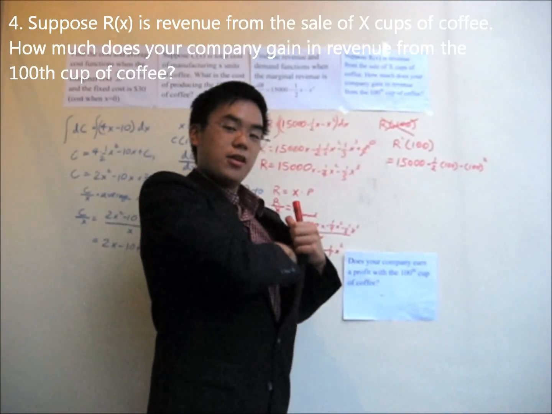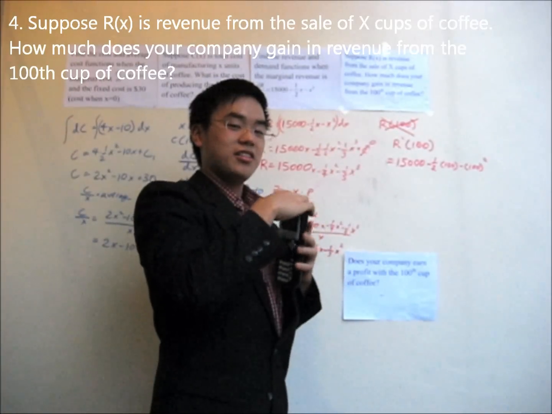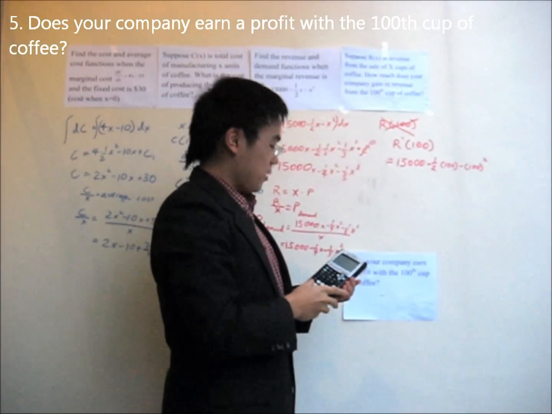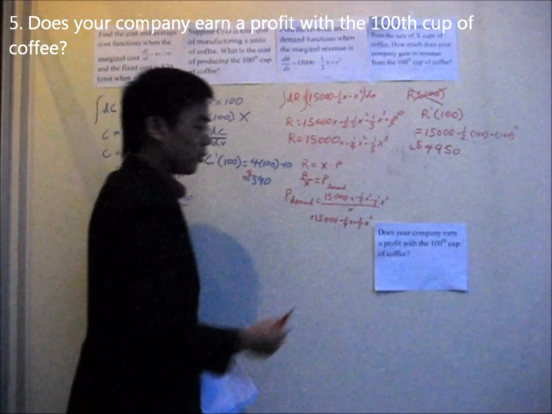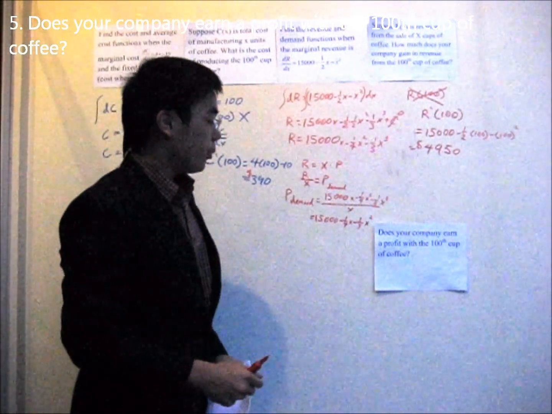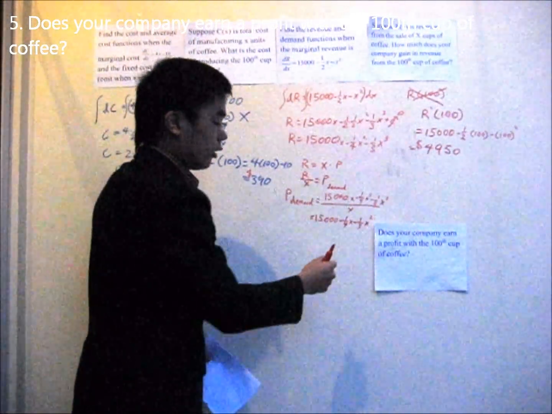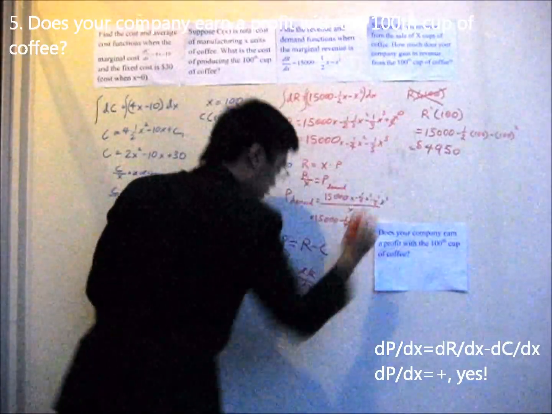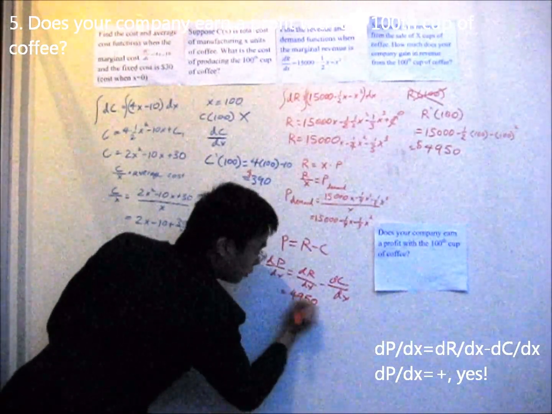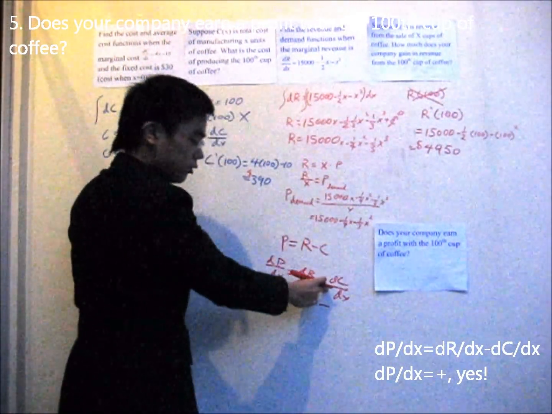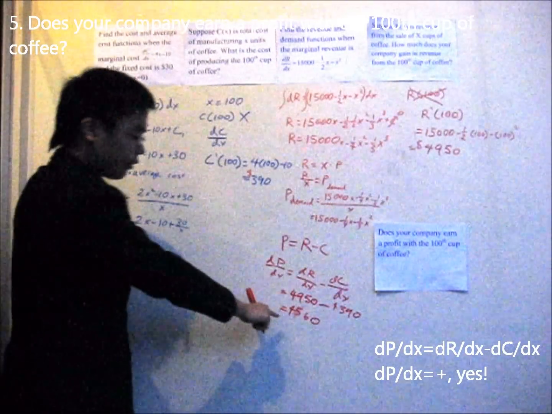Luckily here, I've got my trusty TI-84. Plug in. Now for the final problem, does your company earn a profit with 100 cups of coffee? We should look at the definition of profit. This is 4950 minus the marginal cost, $4,560.